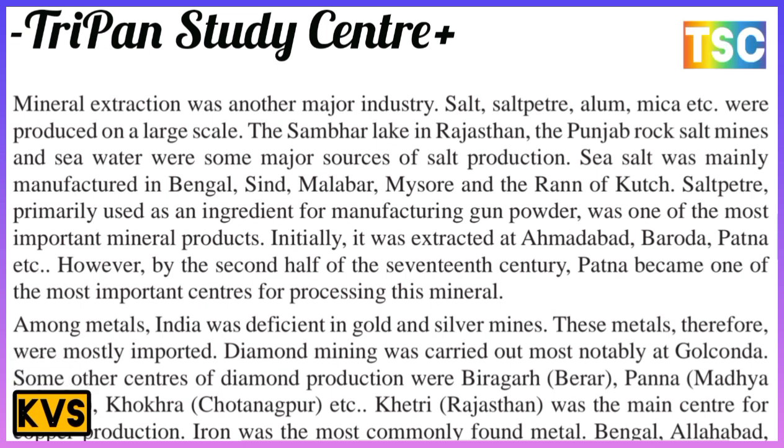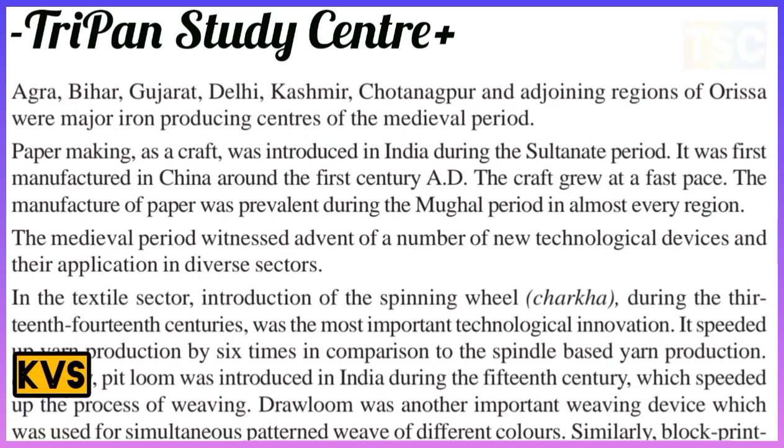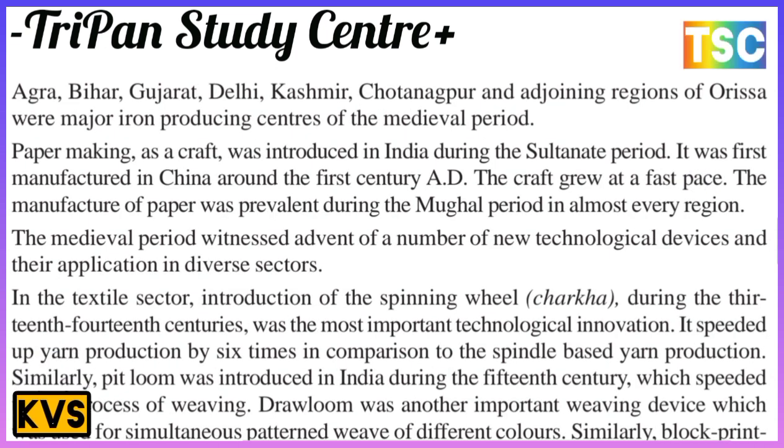Rajasthan was the main center of copper production. Iron was the most commonly found metal. Bengal, Allahabad, Agra, Bihar, Gujarat, Delhi, Kashmir, Chota Nagpur, and the adjoining regions of Orissa were major iron producing centers of the middle period.